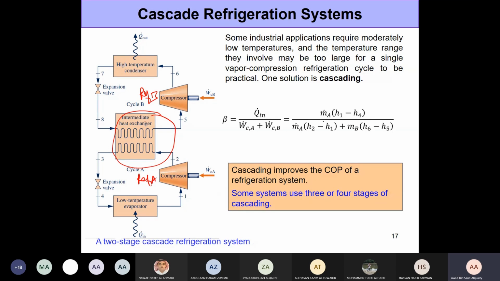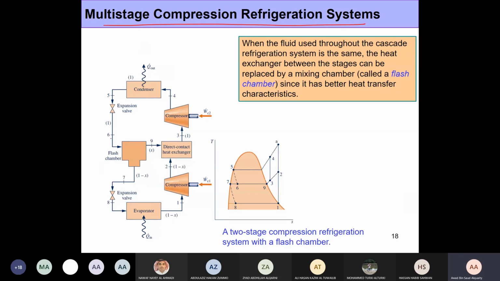and we were exchanging heat in a counterflow heat exchanger where the two refrigerants certainly do not mix. They go through individual piping and exchange heat. Now there are some cases where you can make use of a single fluid. You can make use of one refrigerant throughout, and you still want to use two compressors simply because you want to reduce the compressor work input, and the difference between P1 and P4 is very high. P4 is much higher than P1.